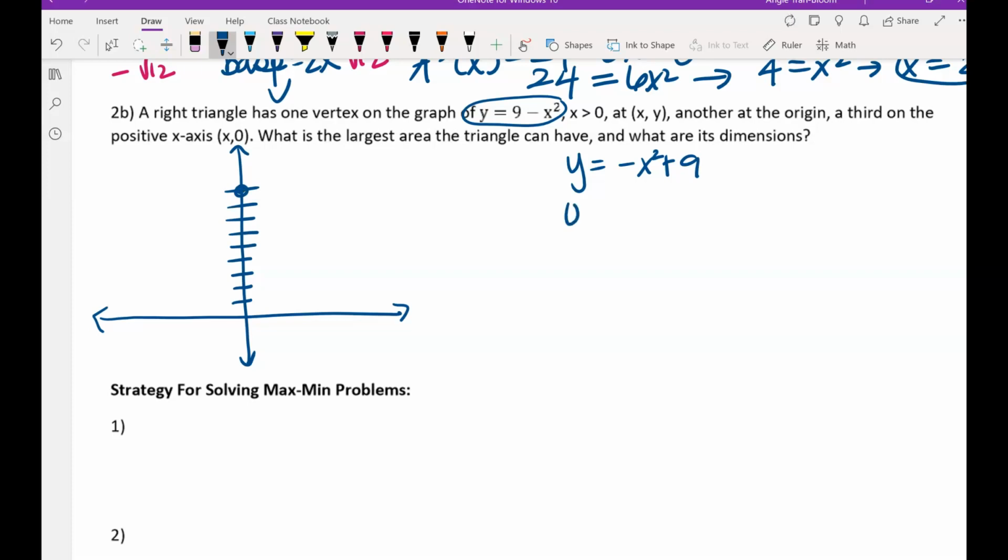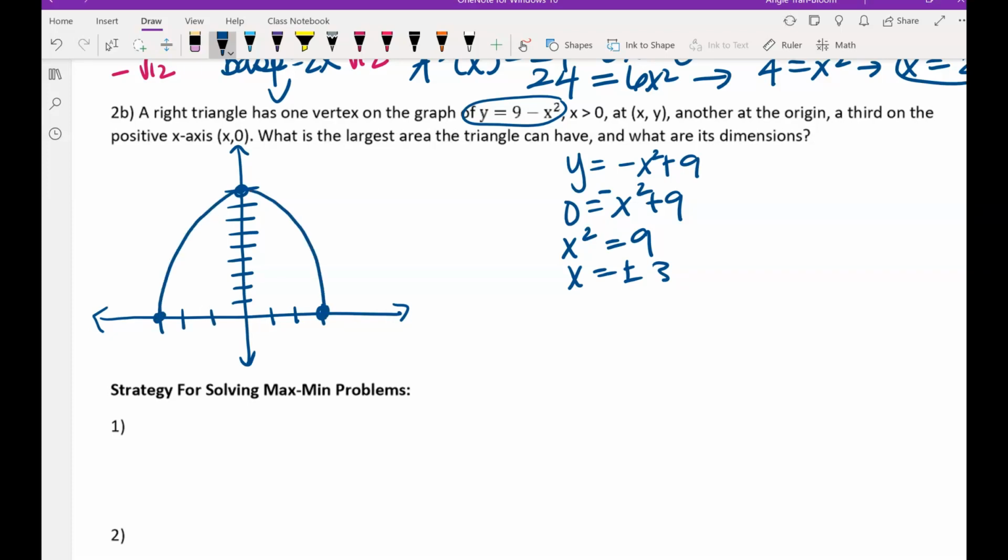I need to find the x-intercepts, so y equals 0. Then x squared equals 9, x equals plus or minus 3. We're not dealing with lengths yet. I'm just sketching out the parabola here so I can draw my triangle. Okay, so that's the curve.